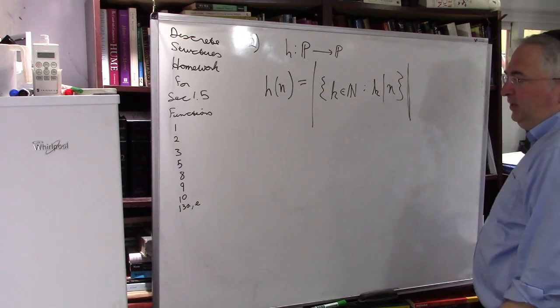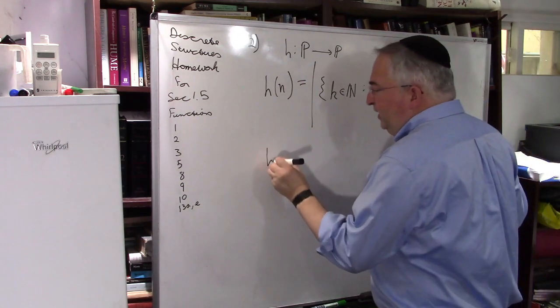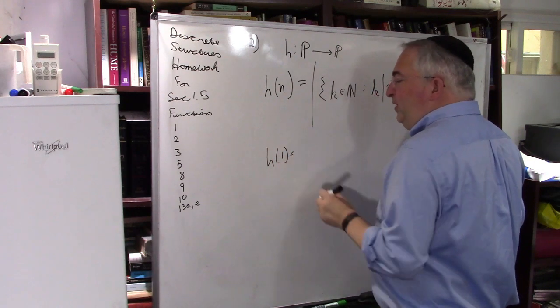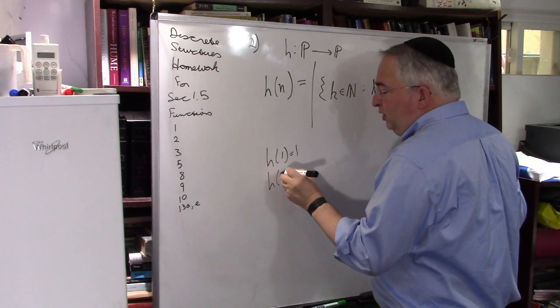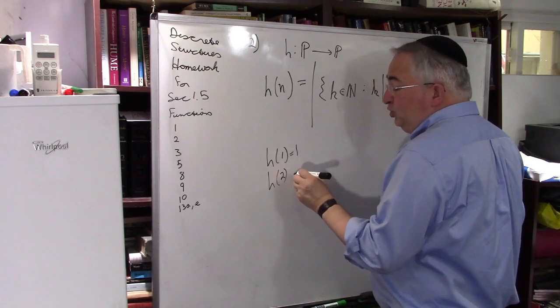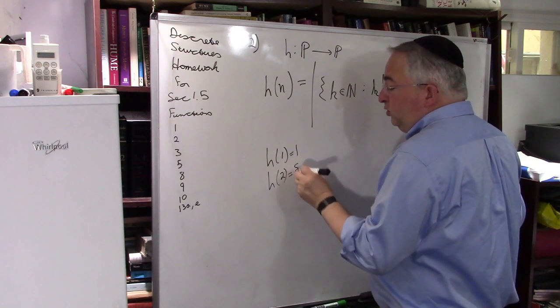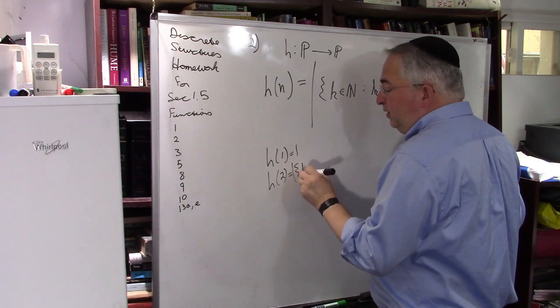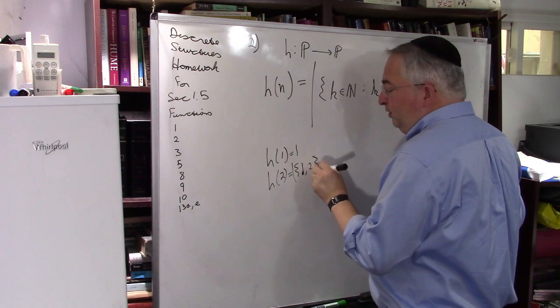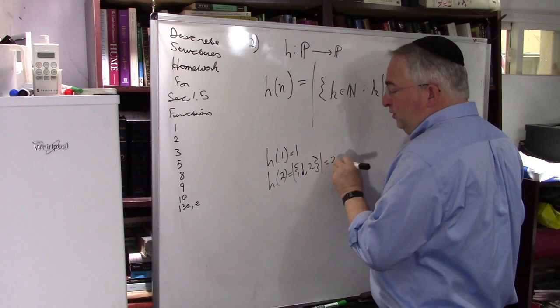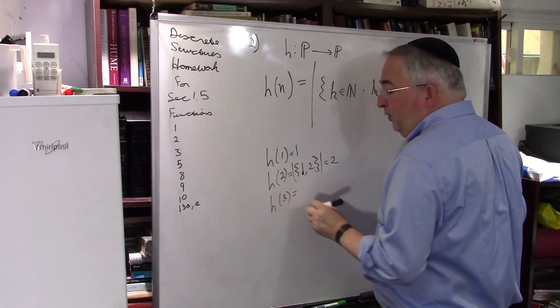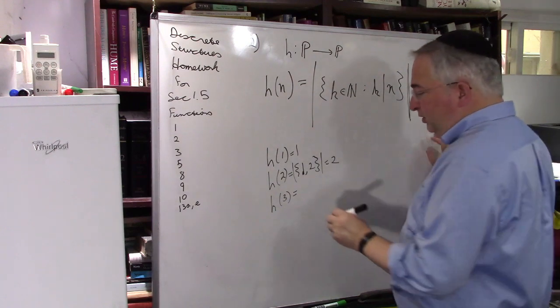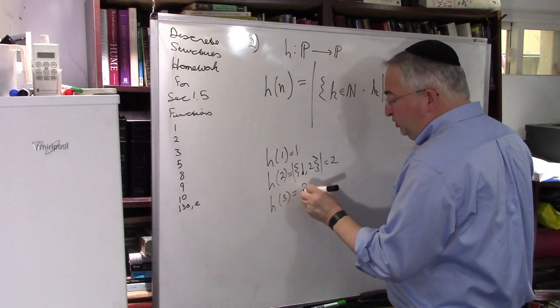Okay? Let's see. So let's plug in. H of 1, how many numbers go into 1? Just 1. H of 2, how many numbers go into 2? Well, 1 and 2. Both of them go into 2, so this is 2. H of 3, how many numbers go into 3? Well, 1 and 3. That's it. It's a prime number, so there's 2 here.